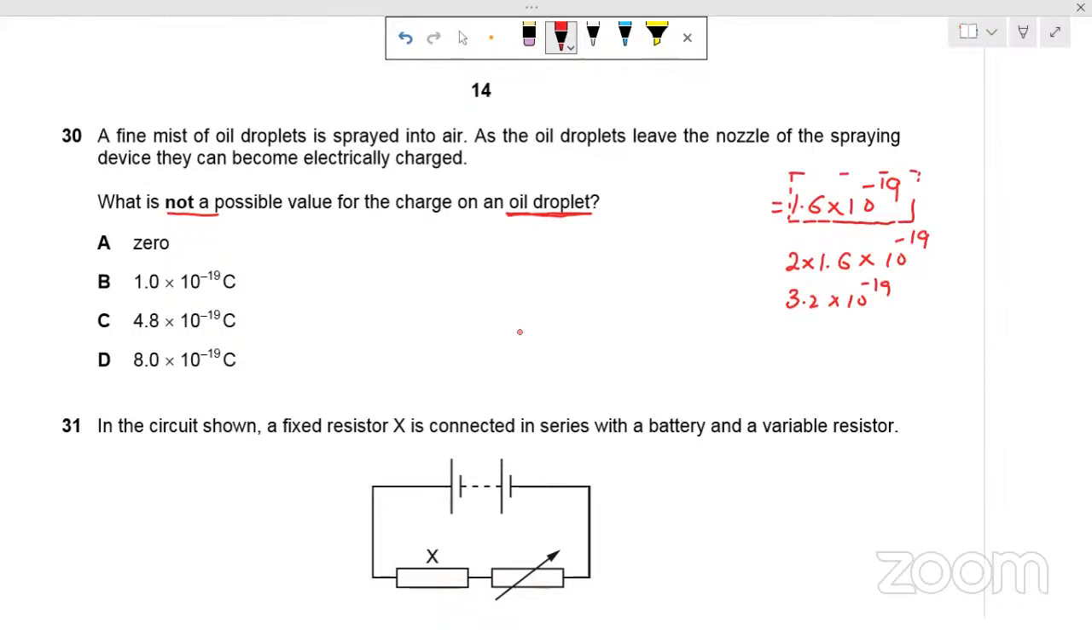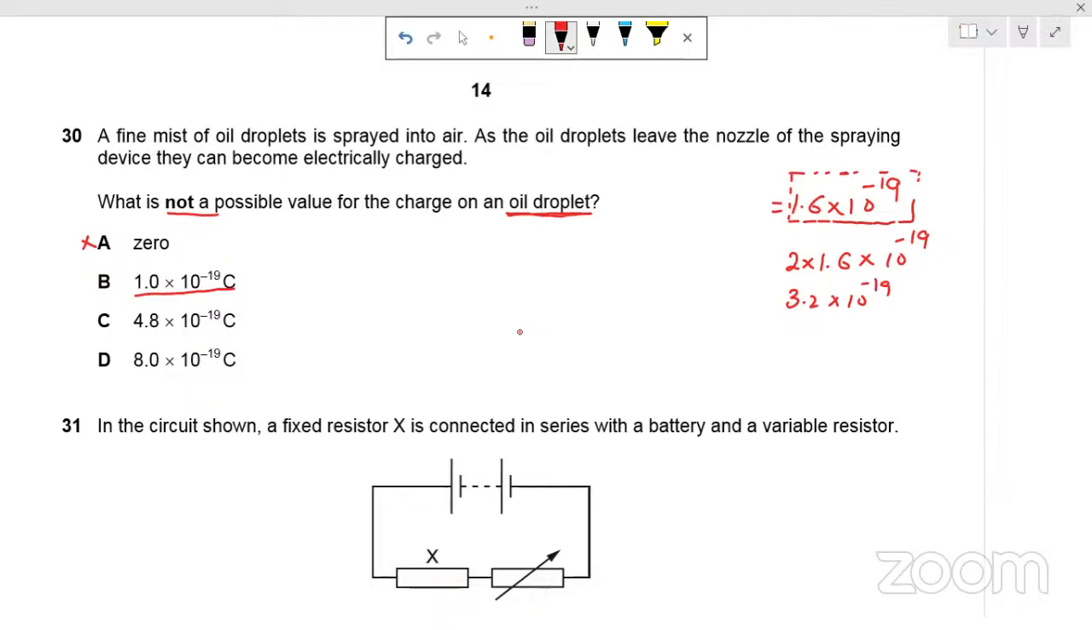This B, zero charge: if it is a charged particle, then zero is not possible. If the oil droplet is charged, then zero is not possible. Is this charge possible? As I have already told you, the minimum charge, the elementary charge, is 1.6 times 10 to the power minus 19. A charge less than this charge is only possible on the quarks, that is 2 by 3 e, 1 by 3 e. But any other objects will have charge greater than this charge.